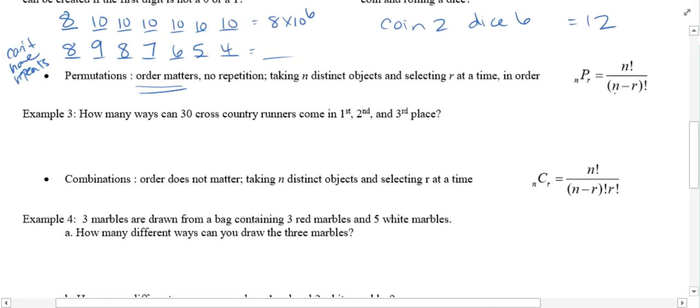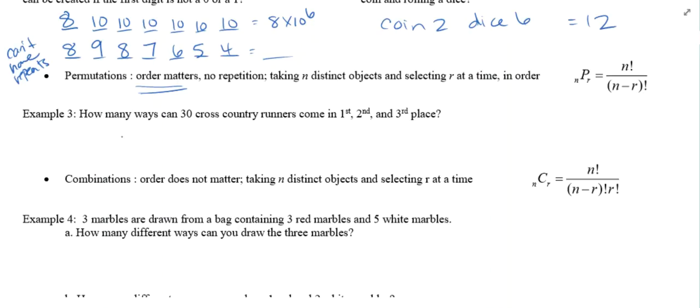Okay, so in this case, order matters. So in this example, how many ways can 30 cross-country runners come in first, second, third place? Okay, we can tell the difference between who got first place and who got third place. So this is why this is a permutation. A combination is when the order doesn't matter. So if I just wanted to select 5 people from the class to be in a group, I don't care who got picked first, second, and third. It doesn't matter to me. I just care about picking 5 people. In this case, the example I just gave would be a combination.